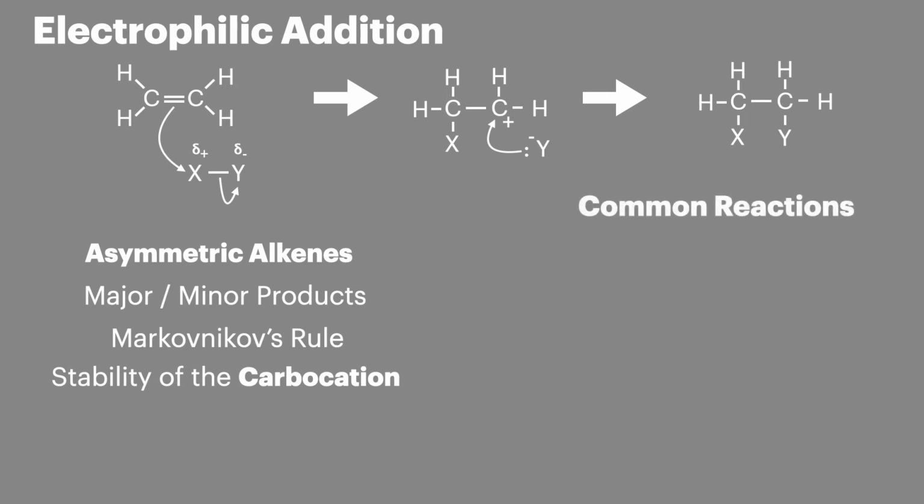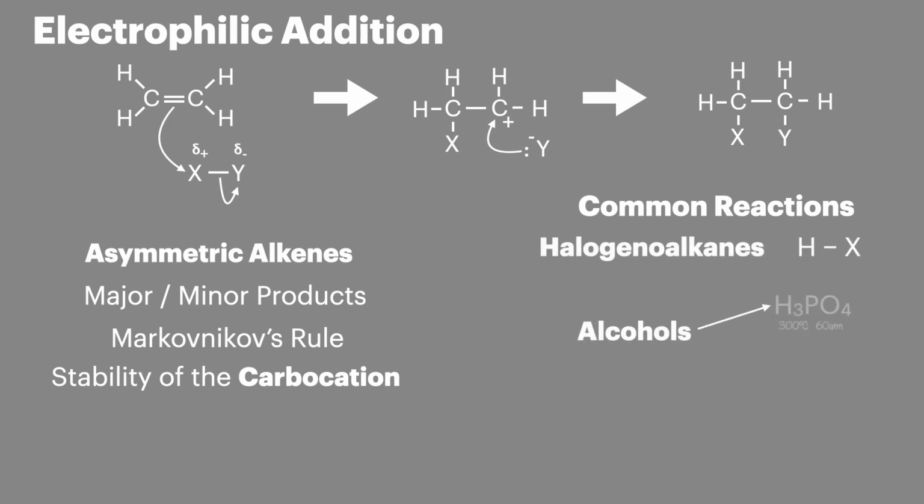There are some common alkene reactions. Forming halogenoalkanes by reaction with a hydrogen halide, forming alcohols via reaction with phosphoric acid, or by reaction with water in the presence of a sulfuric acid catalyst. This one goes via the alkyl hydrogen sulfate group, and of course using alkenes to make polymers.